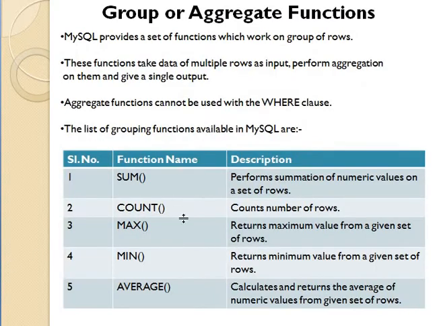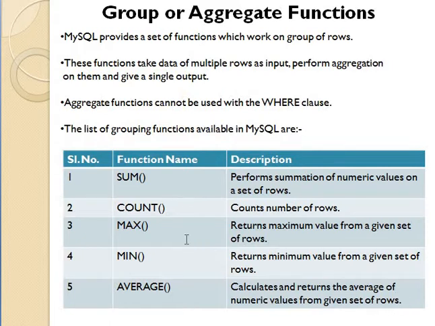Now, this is the list of aggregate functions available in MySQL. The first in the list is the sum function, which performs the summation or the addition of numeric values on a set of rows. The second one is the count function, which counts the number of rows. The third is the max function, which returns the maximum value from a given set of rows. The fourth is the min function, which returns the minimum value from a given set of rows. And the fifth is the average function, which calculates and returns the average of the numeric values from a given set of rows.